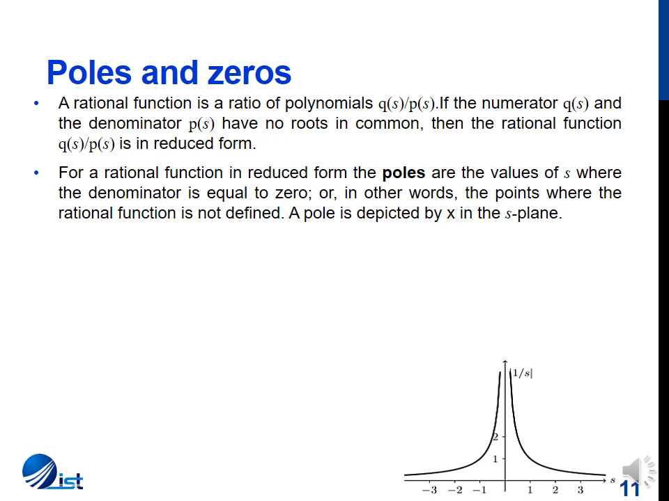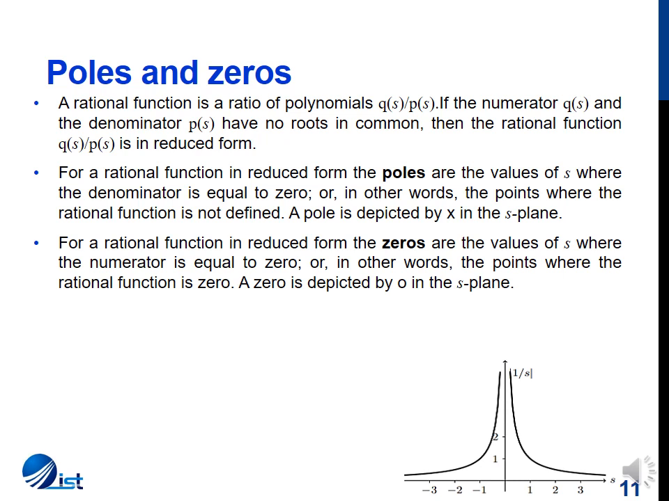Similarly to poles, the root of the numerator of this rational function is known as a zero. This is the value where our rational function becomes 0, or the value of the rational function is 0. Therefore, it is known as a zero of a system. It is depicted by an O in the S-plane.